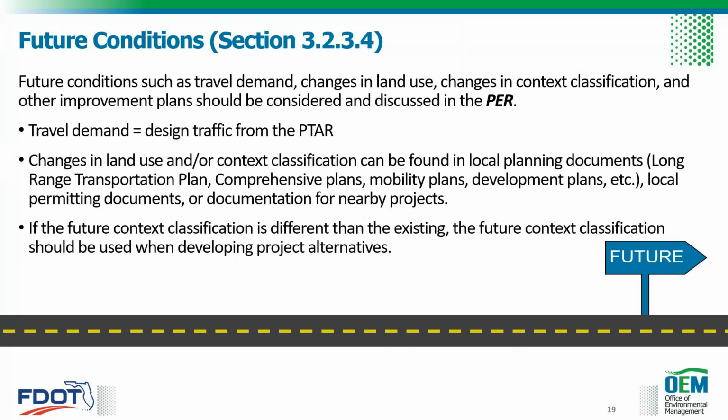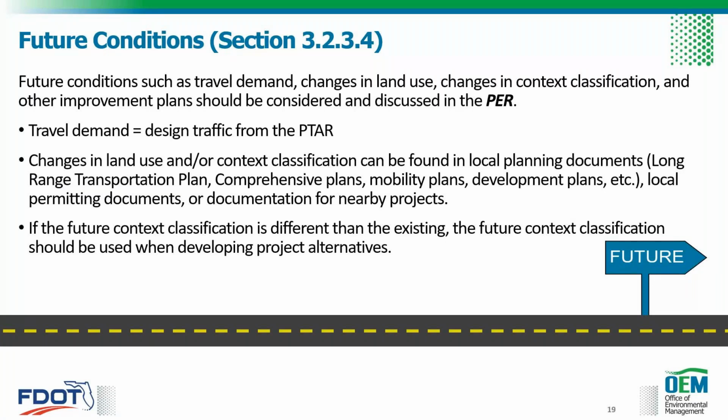Any changes in land use or context classification can be found in local planning documents, LRTP, development plans, etc., or local permitting documents, or documentation for nearby projects. This section was expanded on in the 2024 update to the chapter to state that if there are ongoing or committed projects near the project area that may impact the transportation network, we need to include a discussion of those projects here in the future conditions section of your PER.